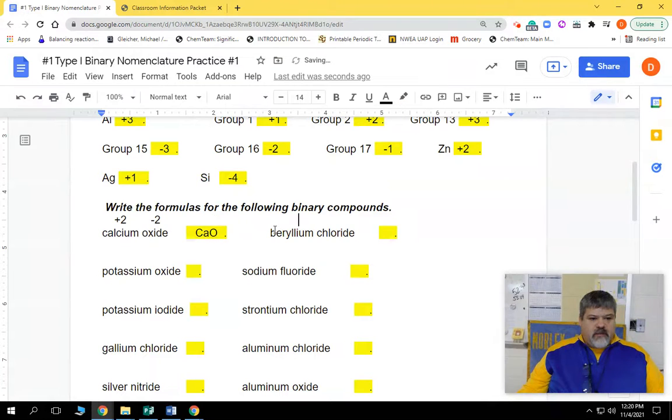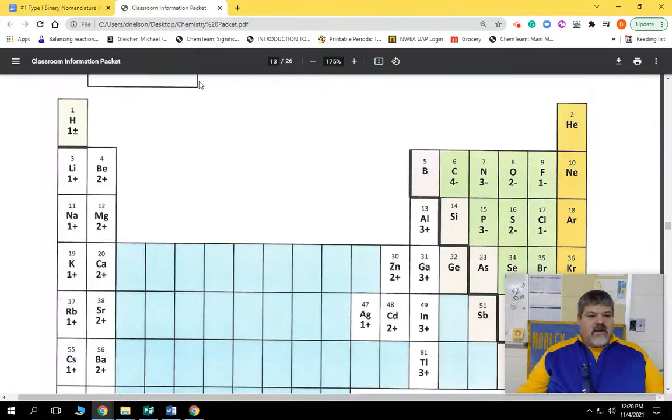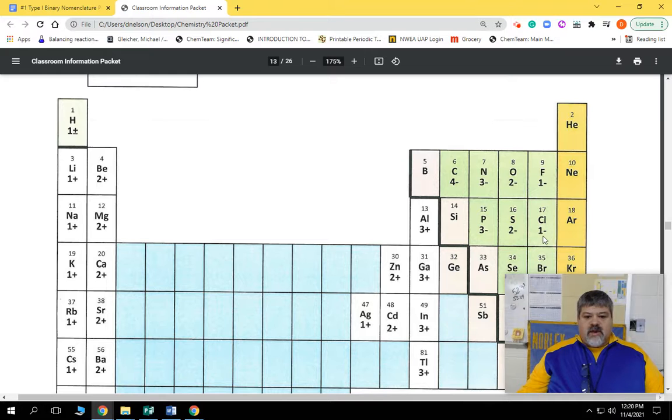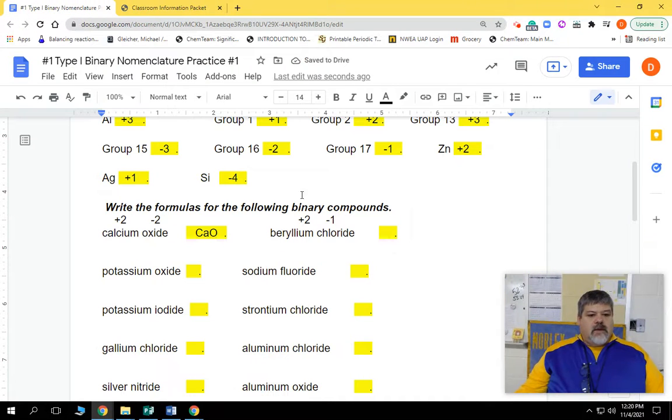Let's go ahead and go over to beryllium. Well, beryllium is going to be a +2. How can I double check that? I can go over here. Beryllium's right there, +2. And then if I tab over, I get chlorine. Chlorine's going to be a -1. Again, how do we get that? We look at this page. Chlorine's right here, so it's a -1. Okay, so they don't cancel each other out. So what are we going to do?